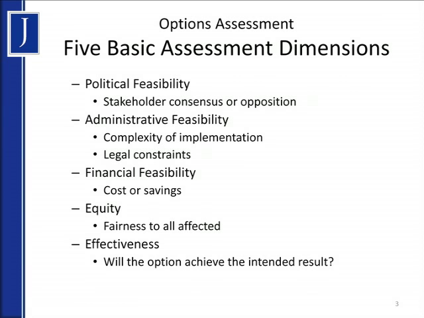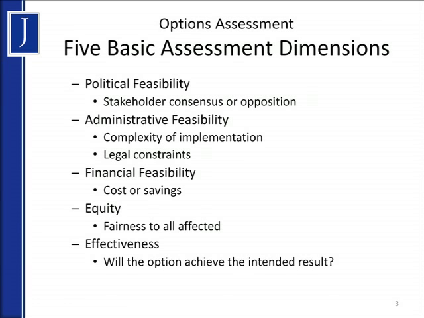The first is political feasibility, and typically political feasibility can be analyzed by looking at the stakeholders' positions, their consensus, their opposition. The stakeholder analysis can be a key to assessing political feasibility of an option. The second is administrative feasibility. Is one option more complex to implement? Does one option require particular legal gymnastics that's not required in another option?